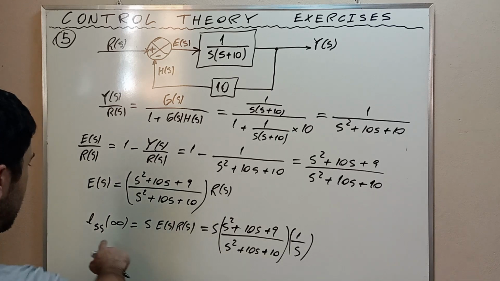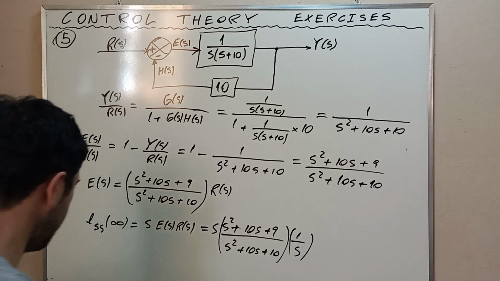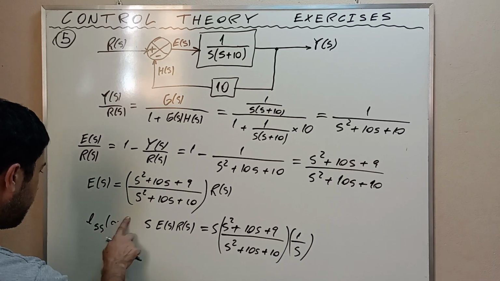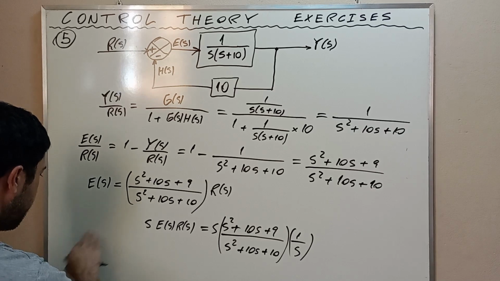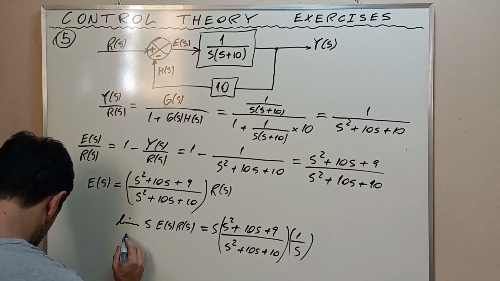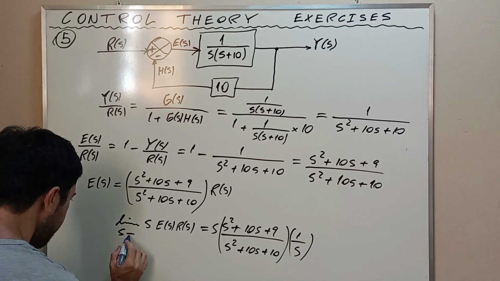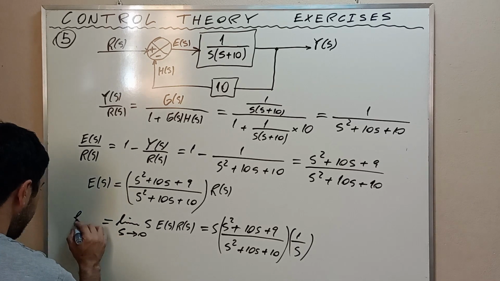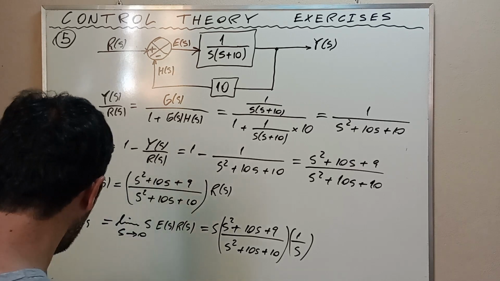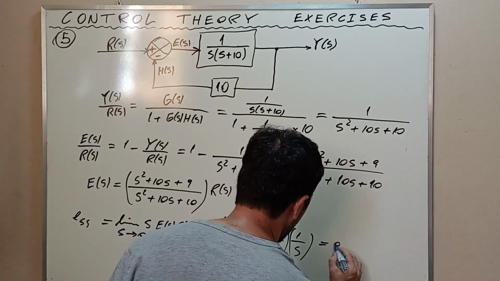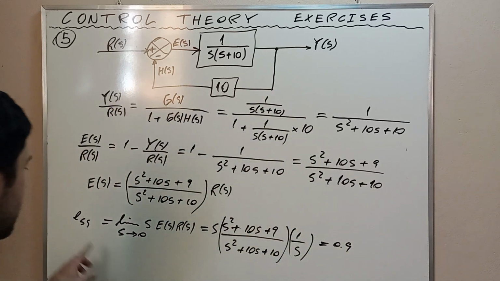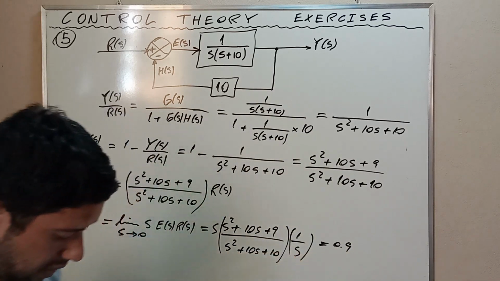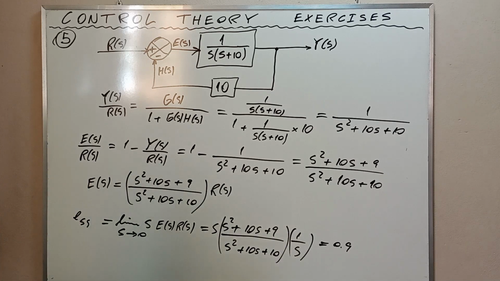1 over S because the input is a unit step. And taking the limit, because it is a limit here, the limit when S goes to 0, and then we find the error, and this is equal to 0.9. If we take the limit of this, we find 0.9, and this is the final value. This is the steady state error to the unit step input. Alright, my friends, this is all for exercise 5. Let's go to exercise 6.